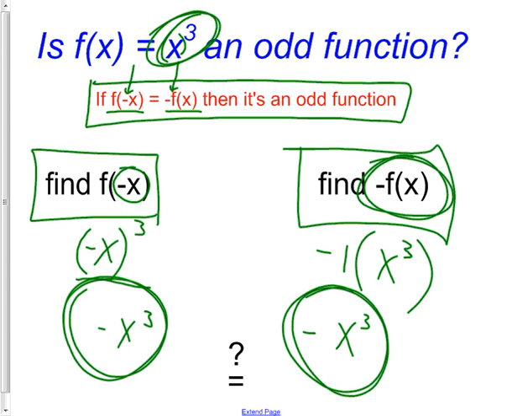So on the test, do you think we just say, is x to the third odd? No, we say prove that it's odd, or that it's even, or that it's neither odd nor even. All right? So that is a way of proving that something is odd. I want you to try that with me again with x cubed plus 4.